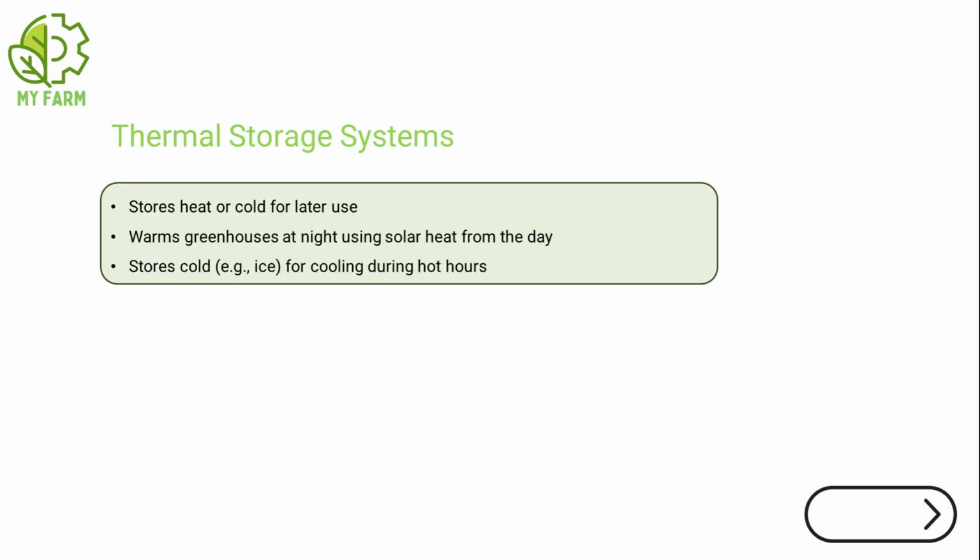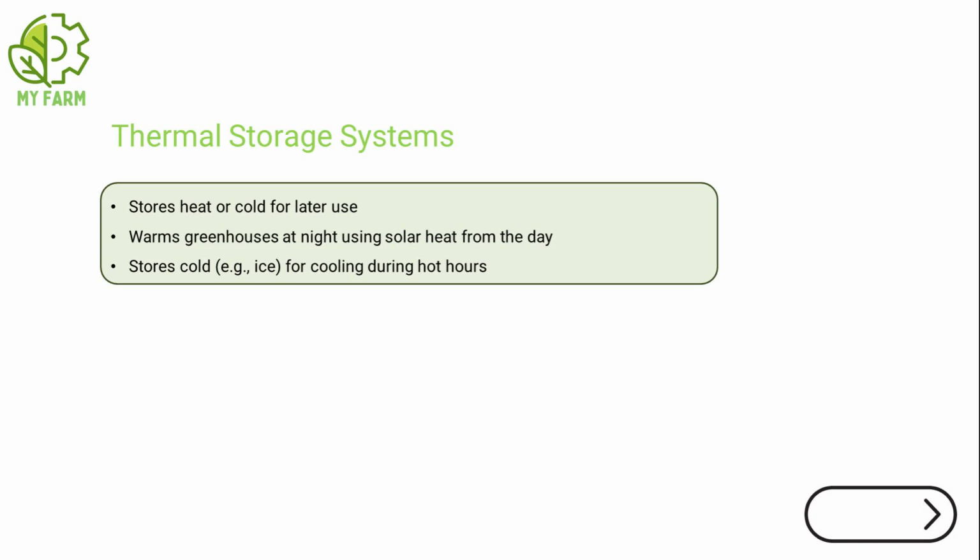Beyond batteries, farms also use thermal storage systems, technologies that store heat or cold energy for use at a later time. This approach is particularly valuable in agriculture, where maintaining the right temperature can make the difference between healthy crops and spoiled produce. Thermal storage is commonly used in greenhouses, cold storage facilities, and climate-controlled livestock buildings.